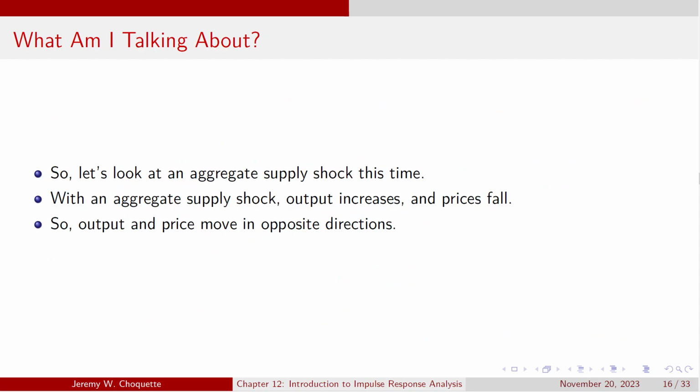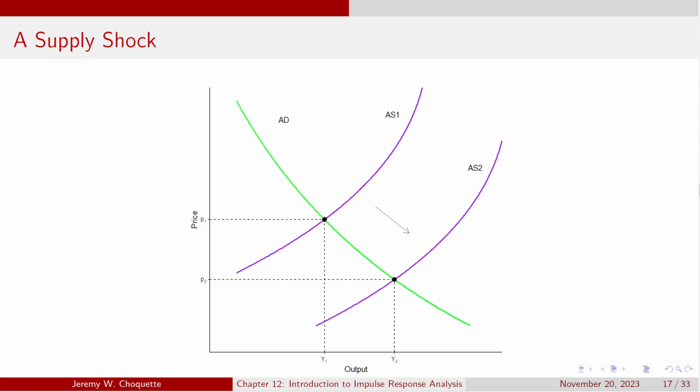So we saw a demand shock. We saw an aggregate demand shock. Let's look at an aggregate supply shock this time. Let's see what that does. With an aggregate supply shock, remember, output increases and prices fall. So with a demand shock, output and price move in the same direction. With a supply shock, output and price will be moving in opposite directions.